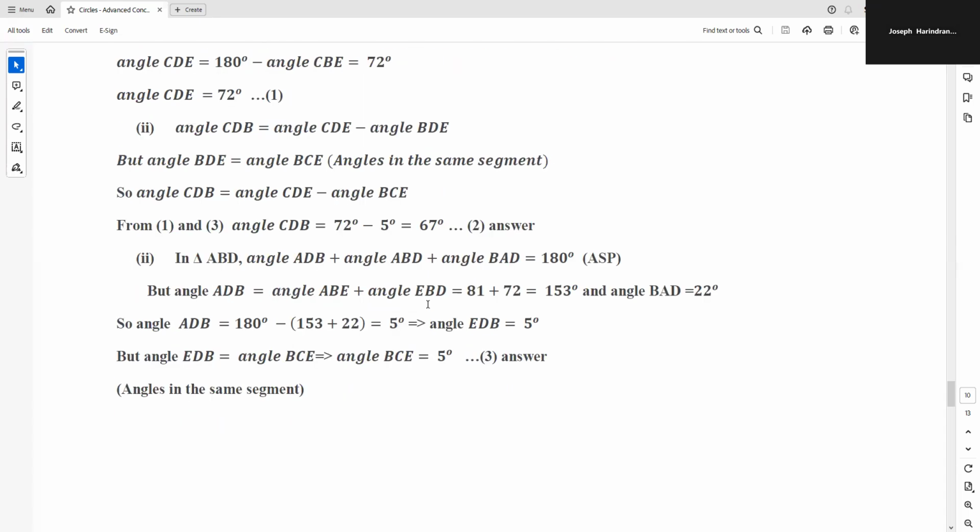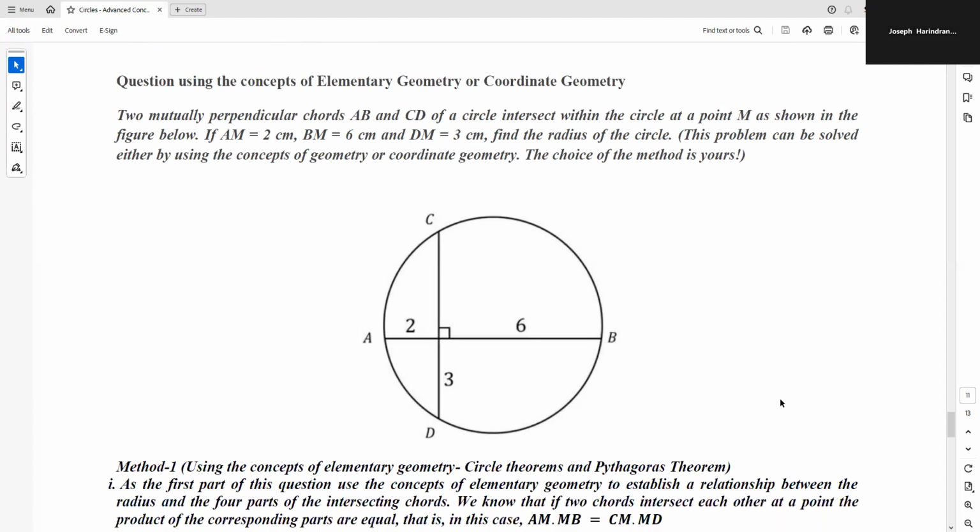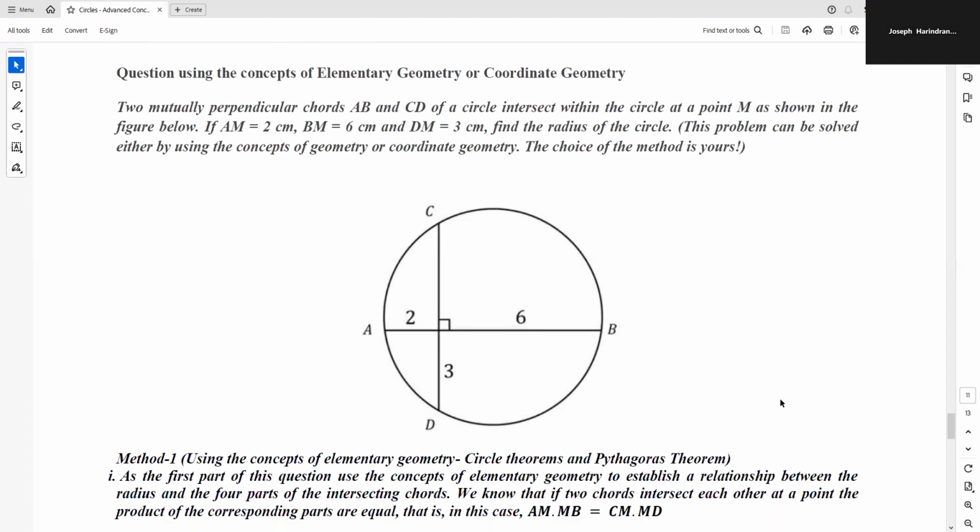As we move on to the next challenge question, it is the intersecting chords theorem. Of course, this will be solved in a separate video with a detailed solution. I will provide you a separate video on this. Since it's a concept here, we will use two methods. These are two mutually perpendicular chords. First hint is given here. Method one uses elementary geometry, circle theorems, and the Pythagoras theorem.